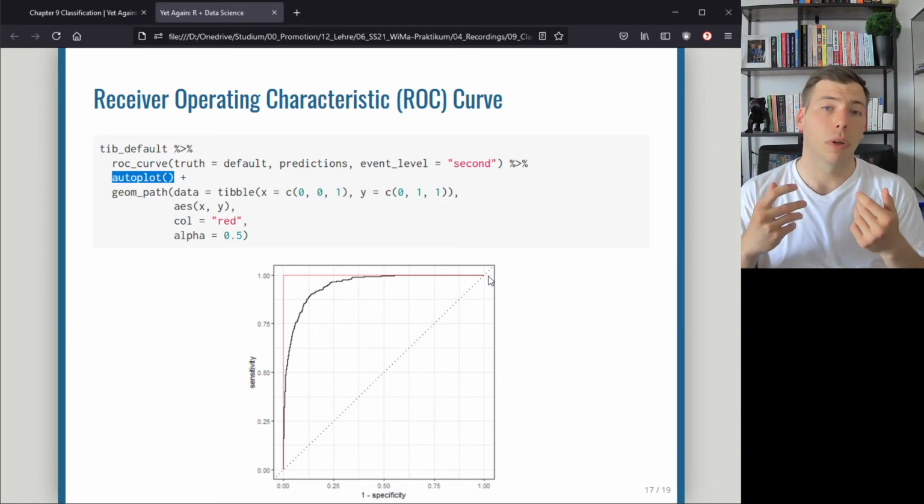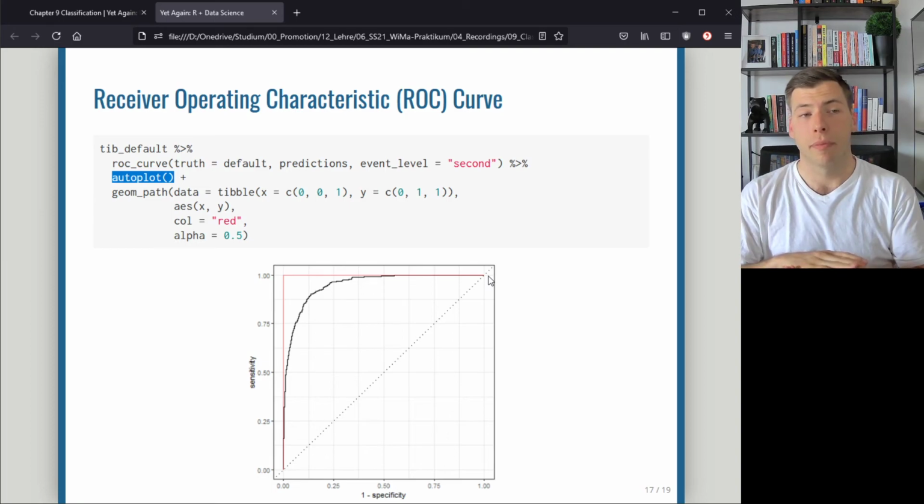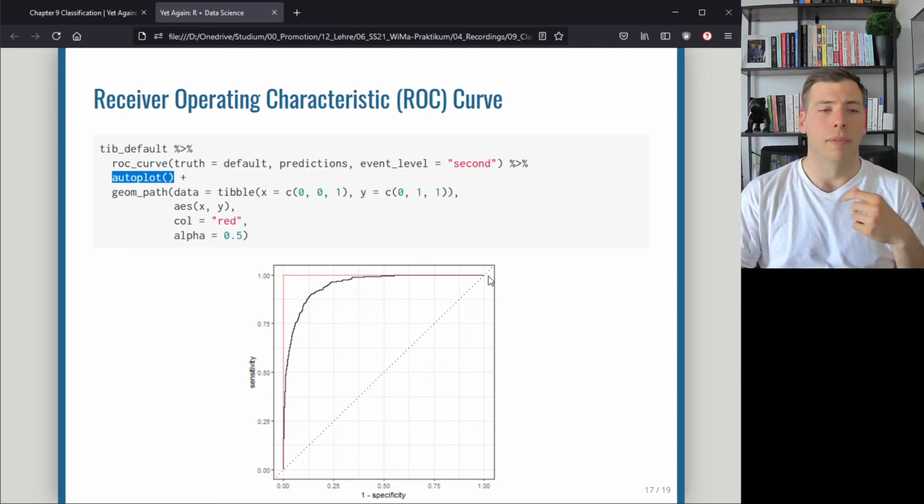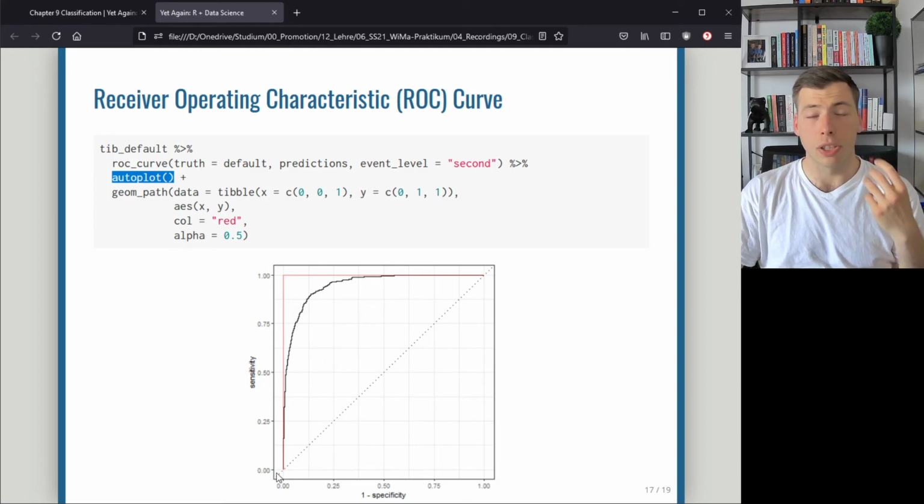If our classifier were really bad, or would just randomly classify observations as being in group 1 or group 0, just by flipping a coin, then the ROC curve would look like the dashed diagonal here. So in essence, what we try to do is get the ROC curve of our classifier as far away from the diagonal as possible. More precisely, we try to get it as close as possible to the red line here. This would be the ideal ROC curve.